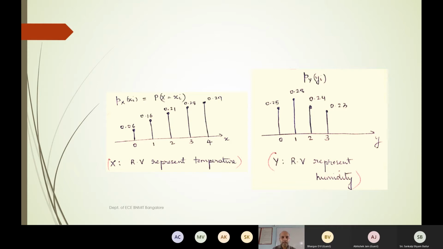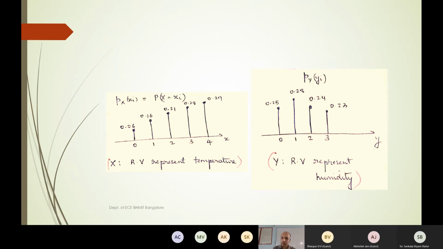I have taken 4 different temperatures and their probabilities, and I'm saying that these are the only possible temperatures. Let's say in a particular region, it is only going to take these 4 different values. And this is the probability of occurrence. Now this is module 1, right? We are still looking at X as a random variable representing temperature. Just keep in mind that X is a single random variable, and Y on this side is a single random variable, taking values 0, 1, 2, 3 with various probabilities of occurrence.